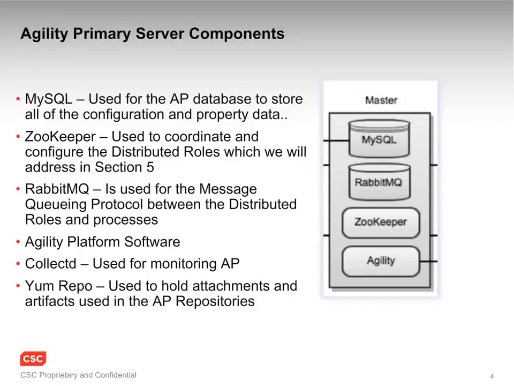Obviously, the Agility platform software itself. CollectD, which is used for monitoring Agility platform, and that's how the metrics are gathered. And then the last element is the Yum repo, which holds the attachments and the artifacts for the Agility platform scripts. It also distributes those components out to repositories.